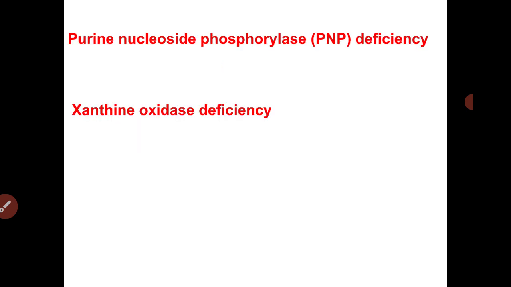Now, the other causes for hypouricemia are purine nucleoside phosphorylase deficiency and xanthine oxidase deficiency. These are the enzymes involved in the catabolism of purines. So, deficiency of these enzymes leads to decreased catabolism of purines, leading to hypouricemia.